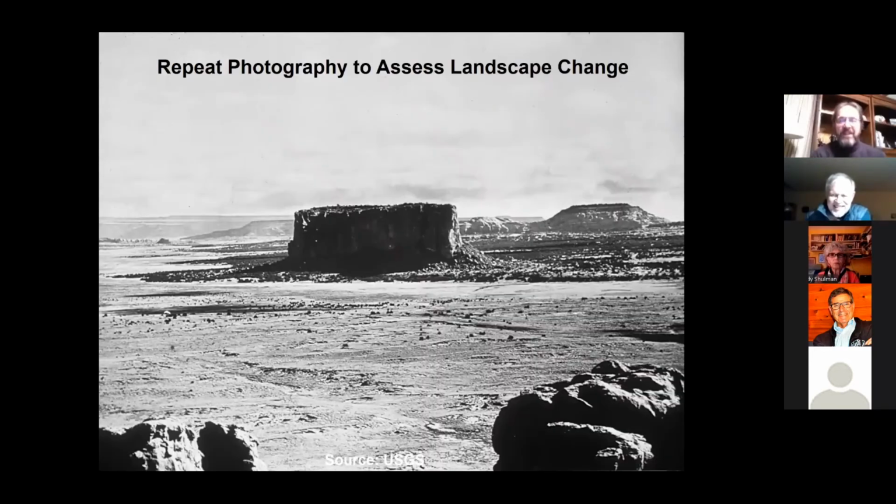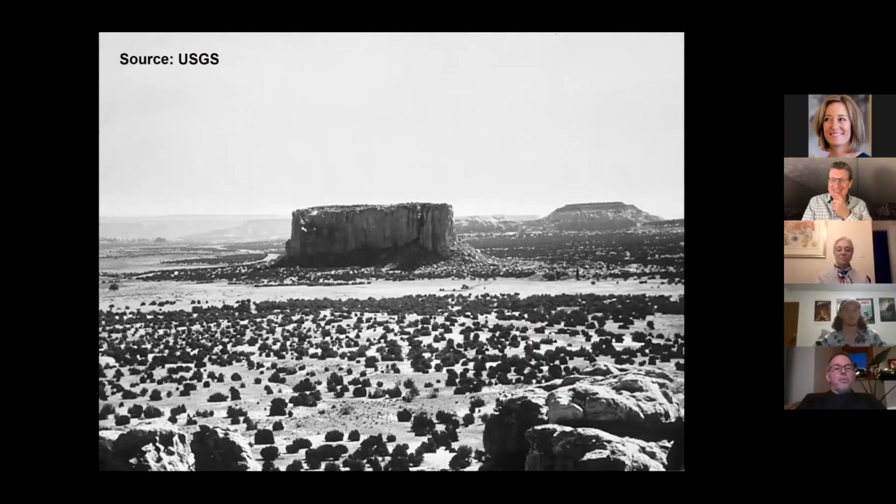So again, this is then 1870 and now. That's juniper that you see in the foreground. The reason for that is because of fire suppression. The U.S. Forest Service is suppressing fire, so juniper's taken over.